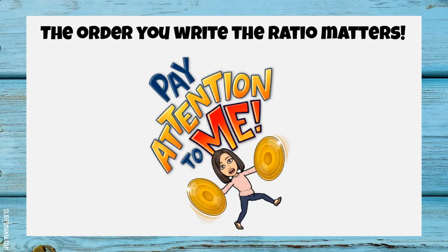The most important thing to remember about ratios, this was also on your notes, is the order matters. The way the problem is written is how you should be writing your ratio. If it says cats to dogs, that means the number of cats must go first, and then the number of dogs. You will be counted wrong if you have it in the wrong order.